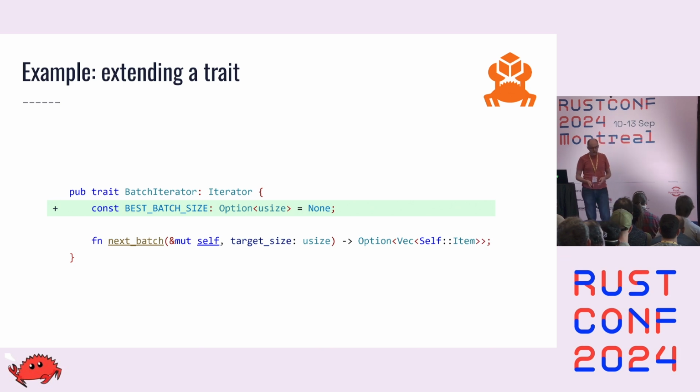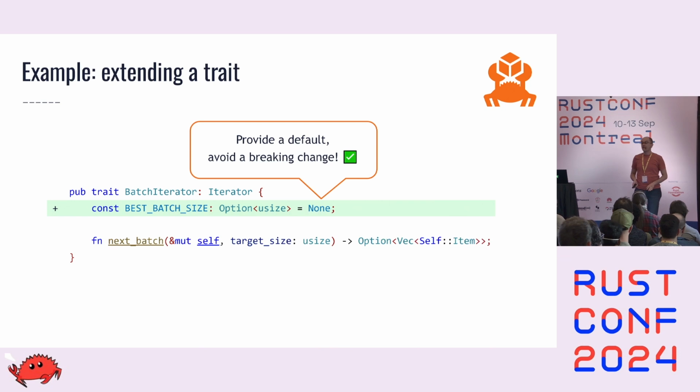We're going to add an associated constant called best batch size. Now, obviously, we have a bunch of implementations of this trait, and so we want to be very careful to not cause a breaking change. So what we're going to do is define it as an option of usize, and supply a default value that says none. That means that any existing implementation of this trait will inherit this none value for the option unless it wants to provide something else. If we didn't do this, then any trait implementation that did not supply a value for this constant would be immediately broken.